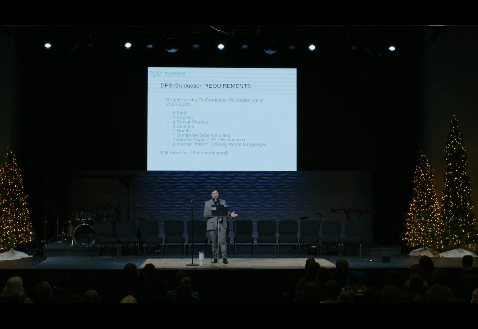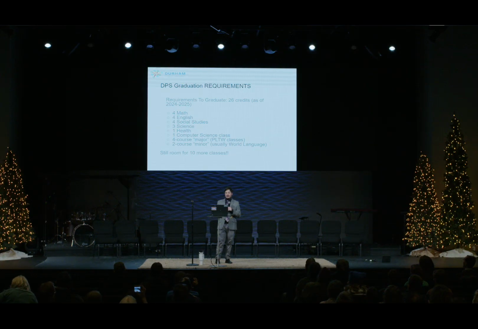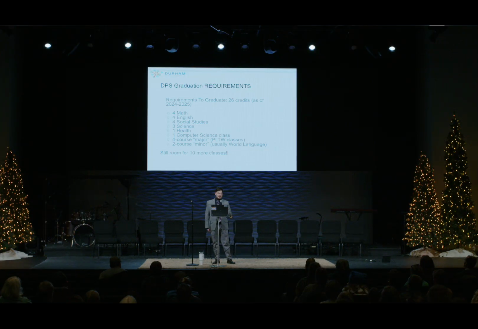But if you want to actually graduate high school, no matter what DPS school you go to, you need to get 26 credits. It was this way in 2024, 2025. It's still this way this year. 4 of those have to be math, 4 have to be English, 4 have to be social studies, 3 have to be science, 1 has to be health, 1 has to be a computer science class, 4 PLTW courses, and 2 electives. Usually you want to get your world languages with that.